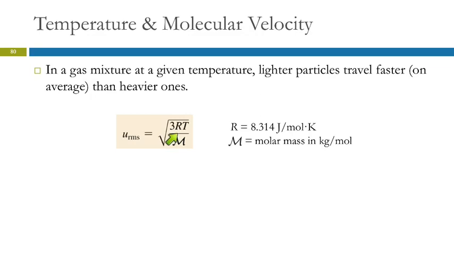R is the ideal gas constant. But we're going to use different units on the ideal gas constant. Okay, so that means the number's different. It represents the same value, just like 1 foot describes the same length as 12 inches, right? Just different units. So this is 8.314 joules per mole Kelvin instead of liter atmospheres per mole Kelvin. And capital M here is the molar mass, and it must be in kilograms per mole in order for the units to all work out.